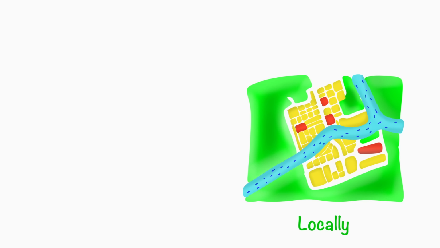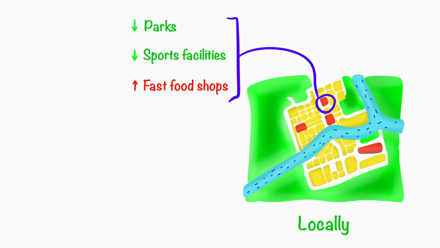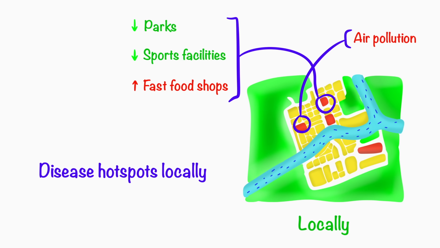Locally, even neighborhoods in the same city can have very different health patterns. Some local areas might have lots of fast food shops, but few parks or sports facilities. Other neighborhoods might have more air pollution if they're near busy roads or factories. These local factors combine to create hotspots, where certain diseases are much more common.